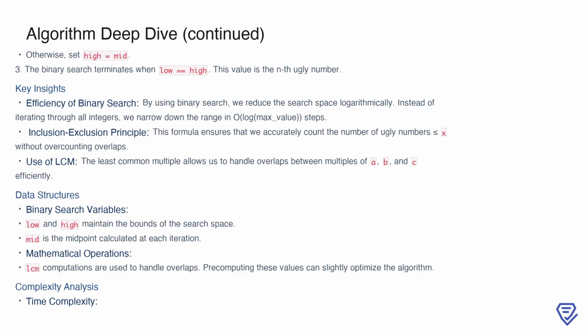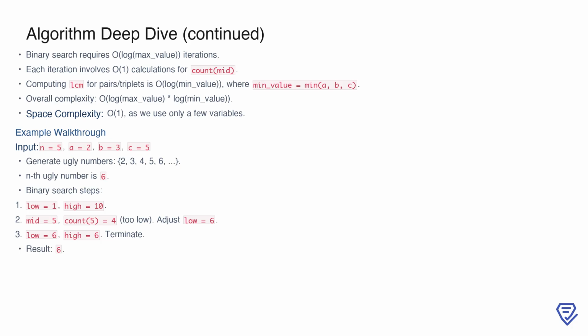By leveraging binary search in this way, we minimize the number of calculations and avoid explicitly generating the sequence of ugly numbers, making the algorithm highly efficient. The efficiency of this approach lies in the logarithmic nature of binary search. Instead of iterating through all possible numbers, we repeatedly divide the search space in half, which leads to O(log max_value) iterations. Within each iteration, calculating the count of ugly numbers using the formula is an O(1) operation.